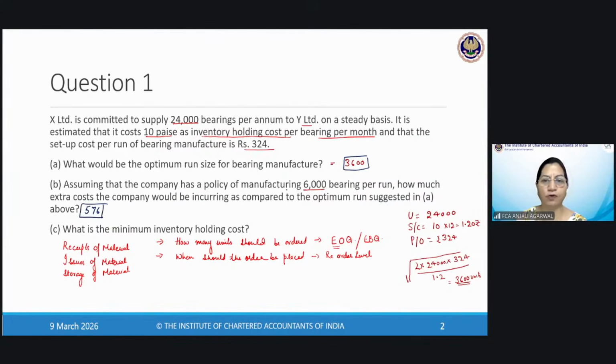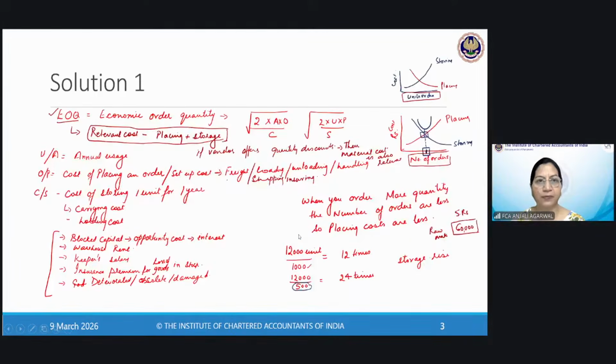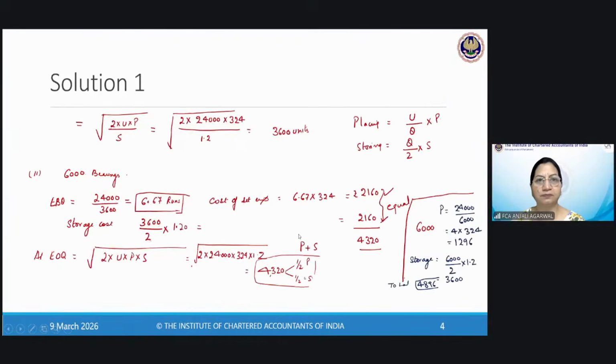If you don't follow the EOQ, you start production of 6,000 bearings per run. And what is the minimum inventory holding cost? So minimum inventory holding cost will be when you order 3,600 units, which is 2,160. Okay, so I hope this is clear.